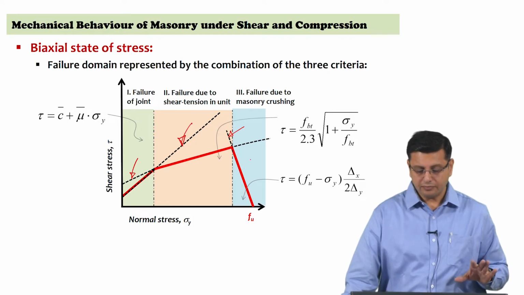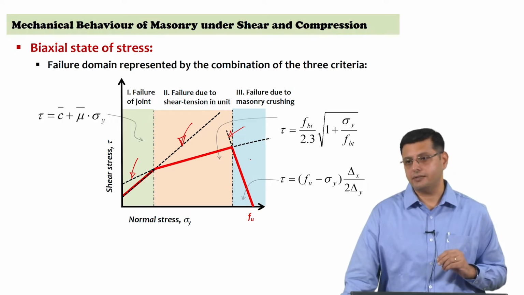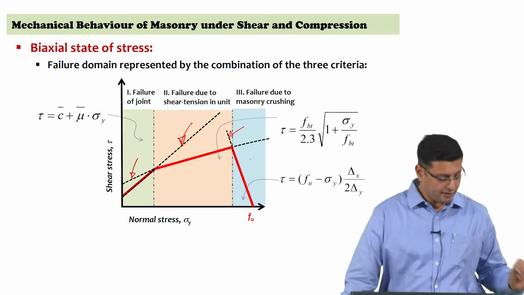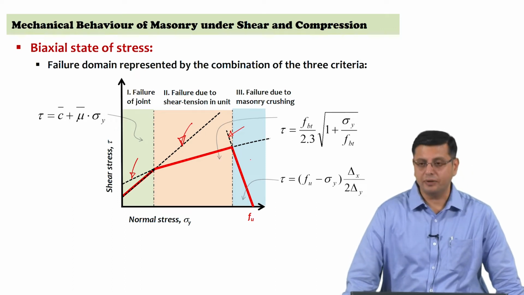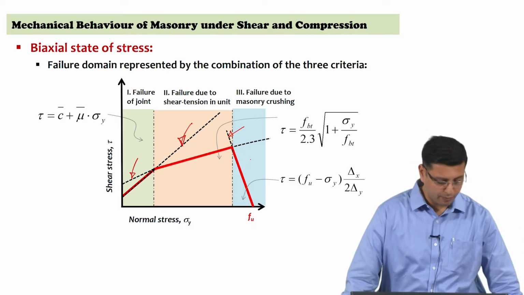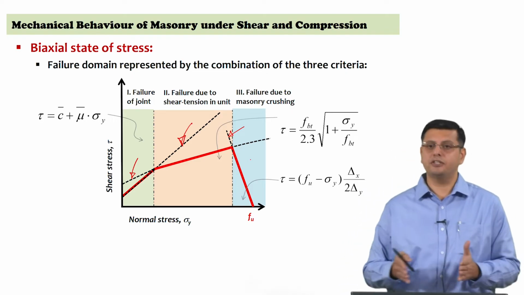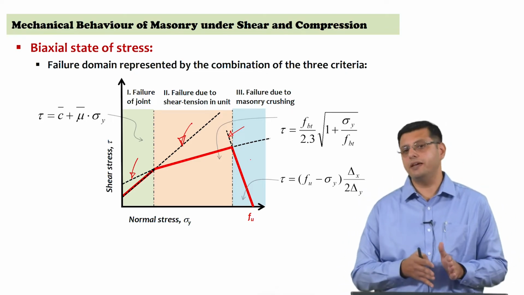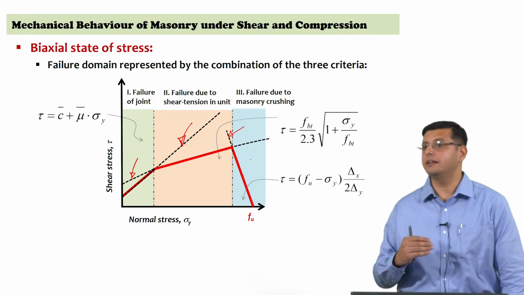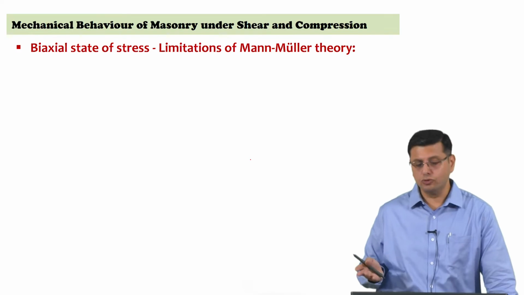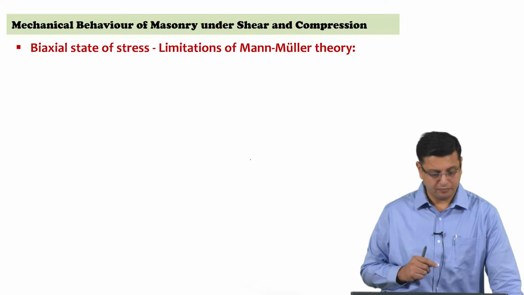So, this is the failure domain that is representing the biaxial state of stress under lateral force and compression due to axial forces, dead weight, and precompression from superimposed loads. So, this is the extension of the Mann-Muller criterion, which is now given as a basis to get a failure plane, but mind you, we are still working at the level of stresses. We need to do that because there are specific limitations of the Mann-Muller theory.